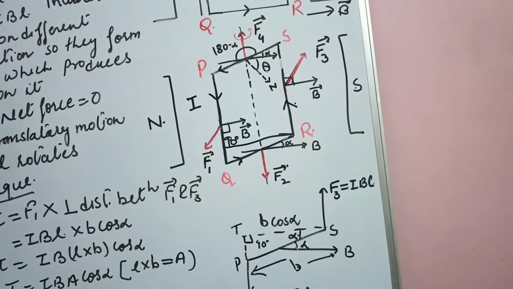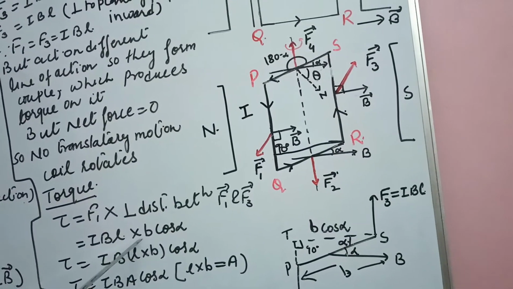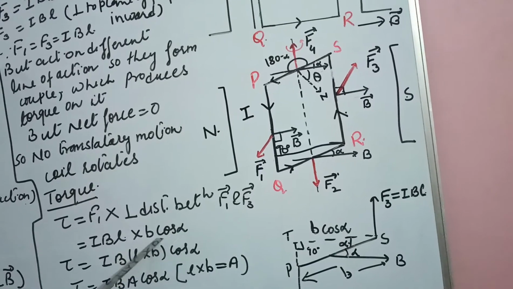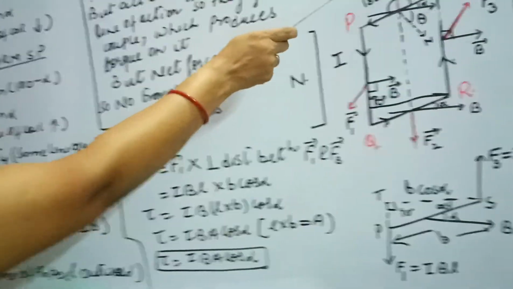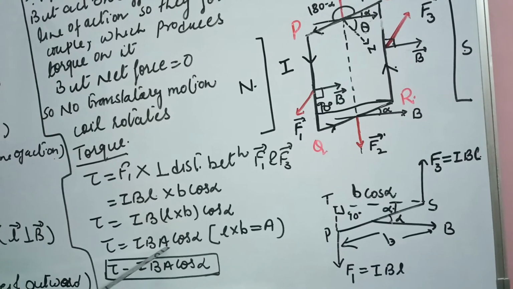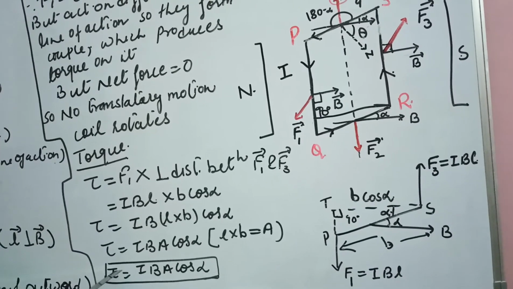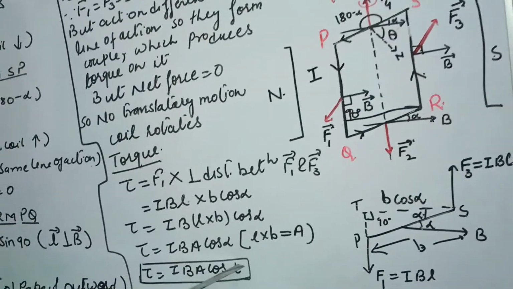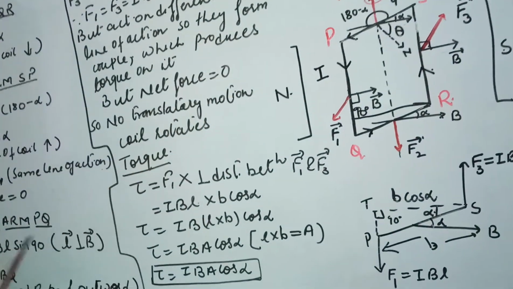Okay, so here we write the expression: torque is equal to IBL multiplied by the perpendicular distance between F1 and F3, b cos alpha. L into B is the area of the rectangular coil. So L into b will be equal to the area of the rectangular coil, times cos alpha. So this is the expression in terms of the angle which the plane of the coil makes with the direction of the magnetic field.